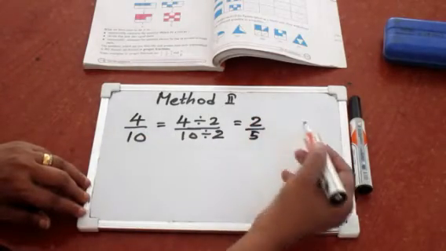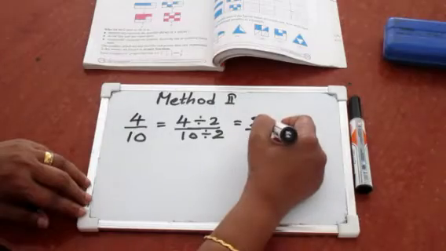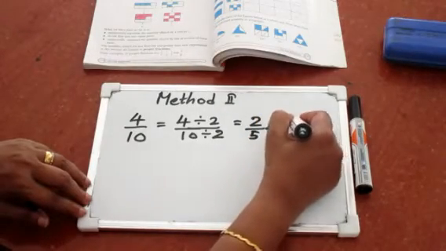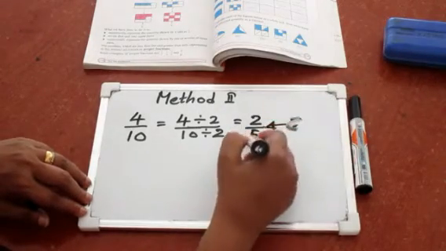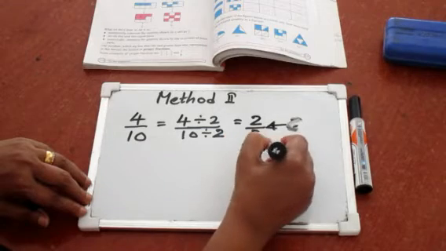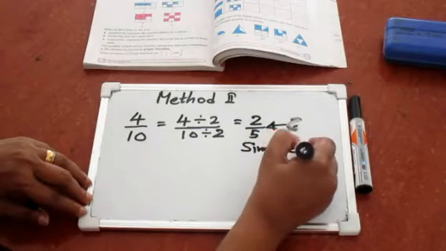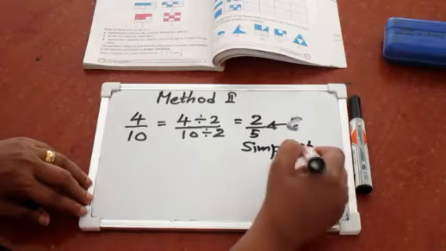We can't divide this fraction further. So this is called the simplest form of the fraction.